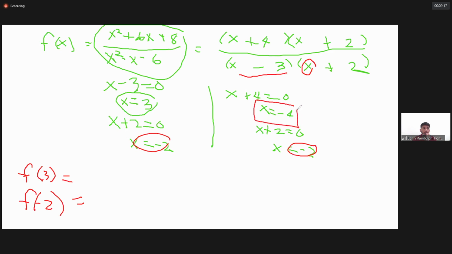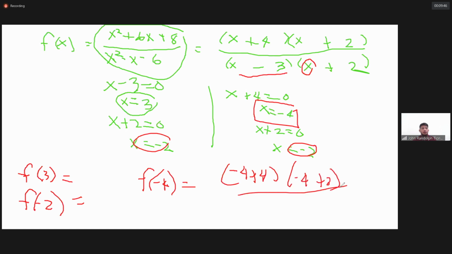Now, try negative 4. F of negative 4. And give me the answer for f of negative 4. Kanina, ang 3 at saka negative 2, hindi siya zeros. So, f of negative 4, guys, what is the answer? Substitute your f of negative 4. So, you have there negative 4 plus 4 over negative 4 plus 2 over negative 4 minus 3 negative 4 plus 2.